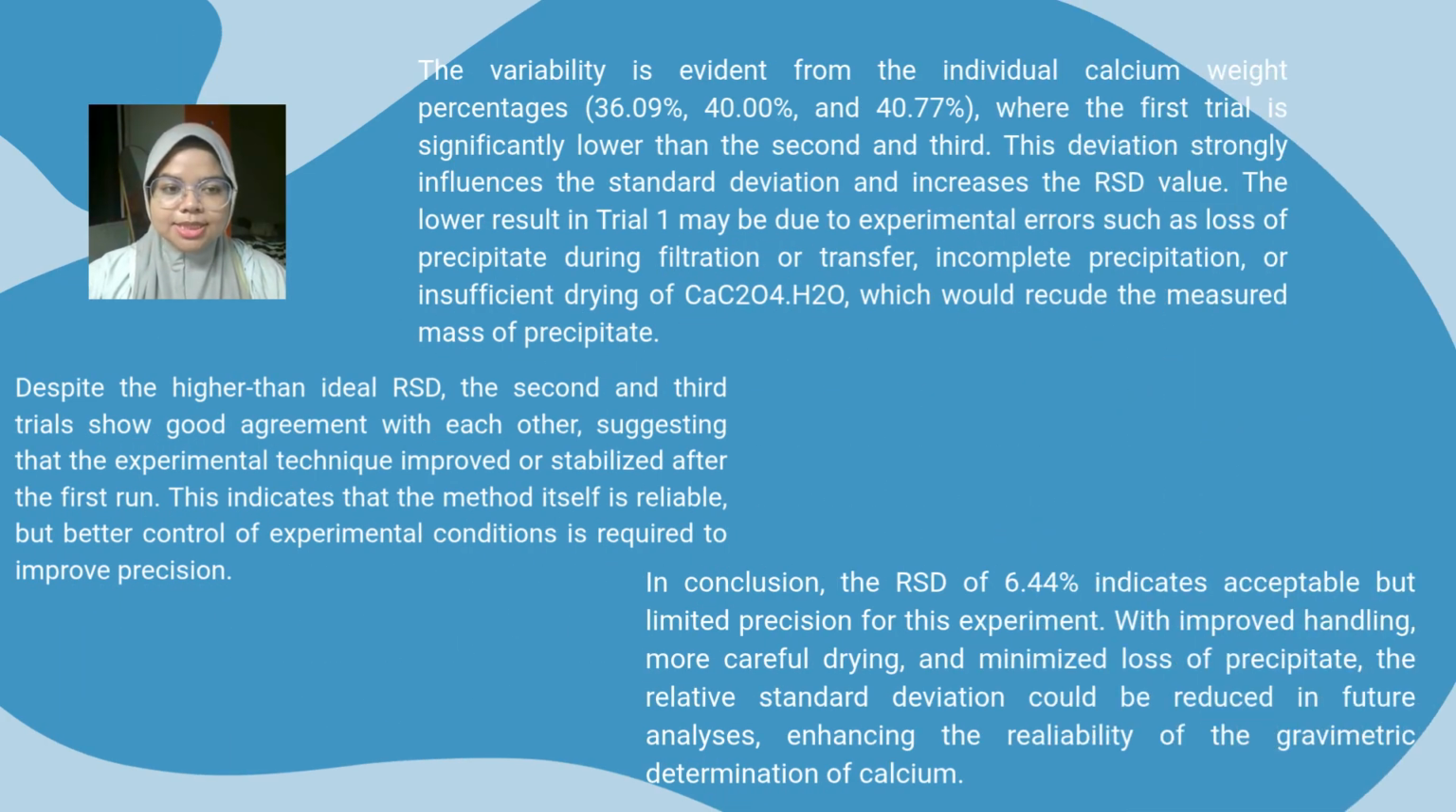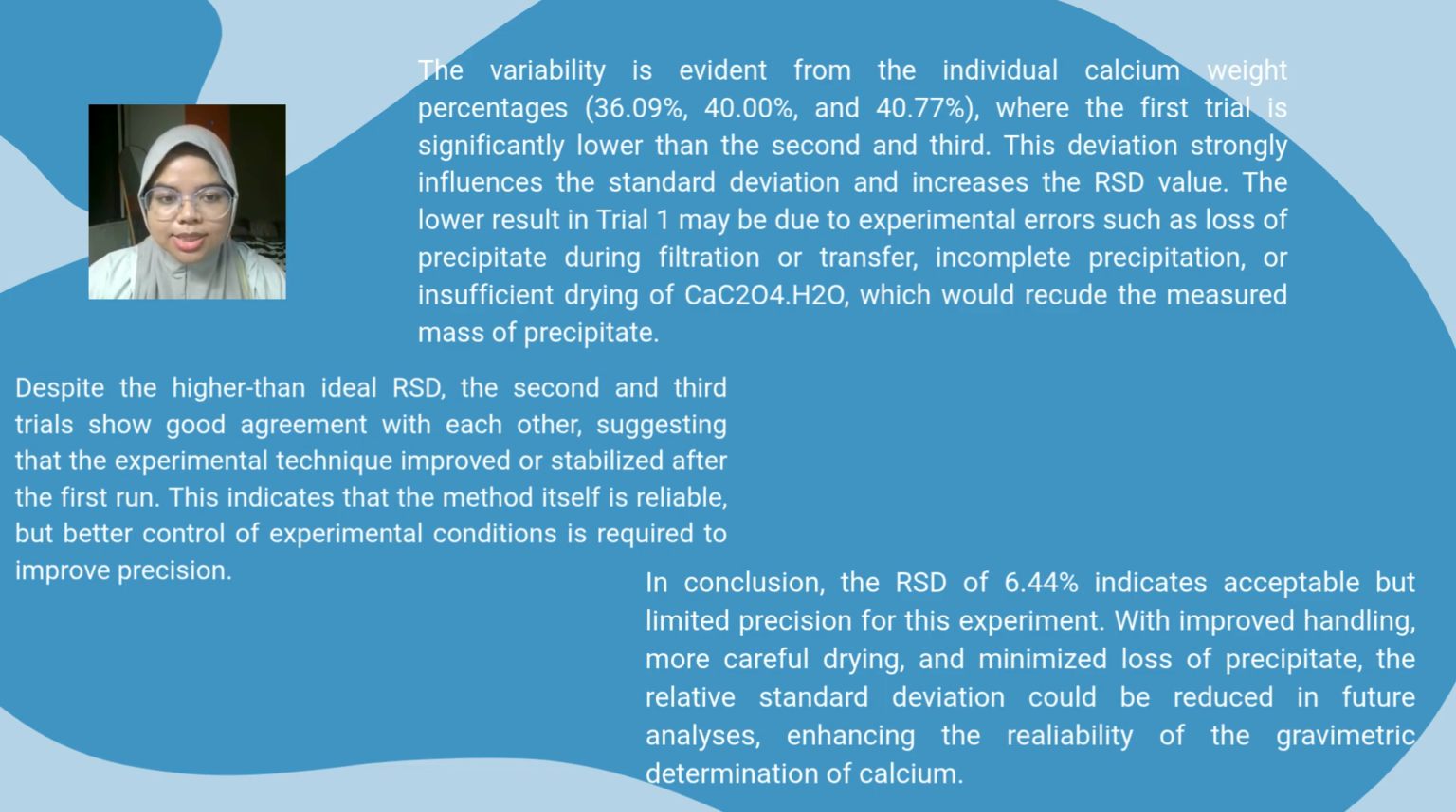The variability is evident from the individual calcium weight percentages, like 36.09%, 40%, and 40.77%, where the first trial is significantly lower than the second and third. This deviation strongly influences the standard deviation and increases the RSD value. The lower result in trial 1 may be due to experimental errors such as loss of precipitate during filtration or transfer, incomplete precipitation, or insufficient drying of calcium oxalate monohydrate, which would reduce the measured mass of precipitate.